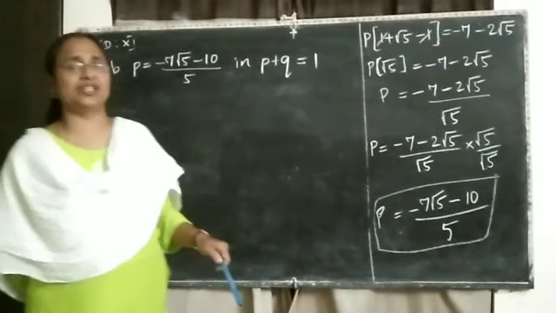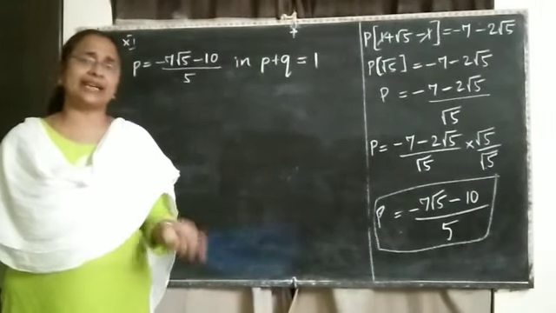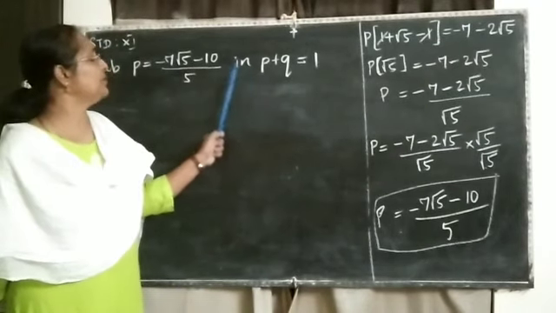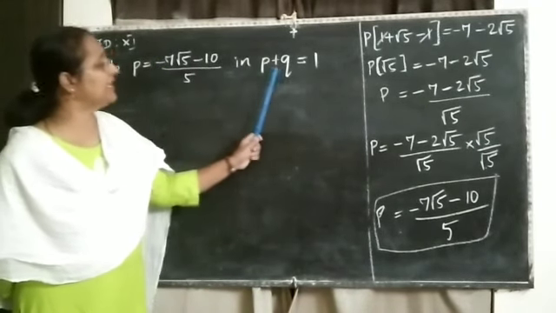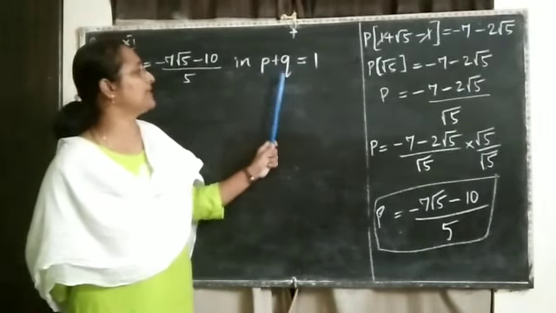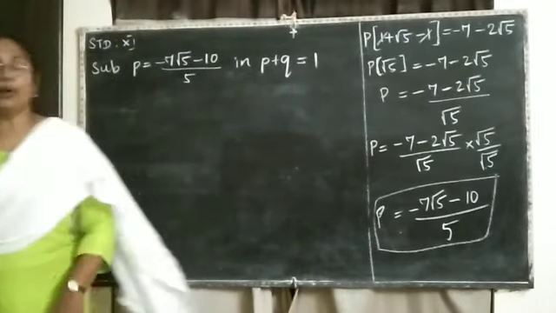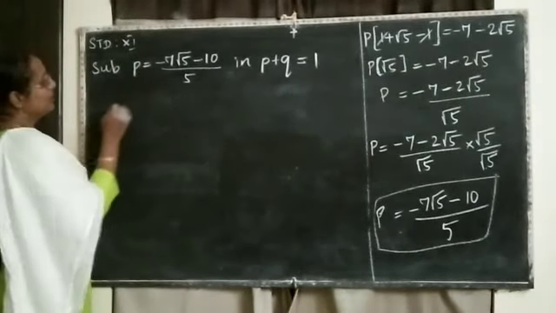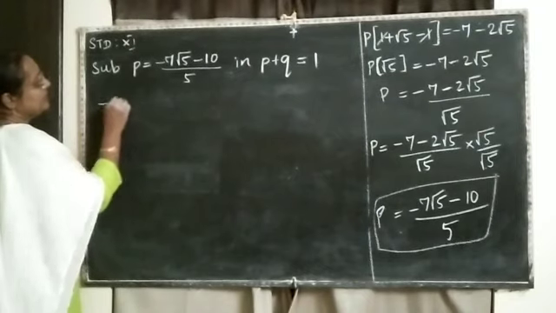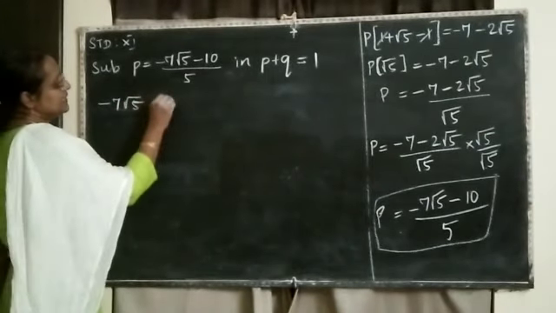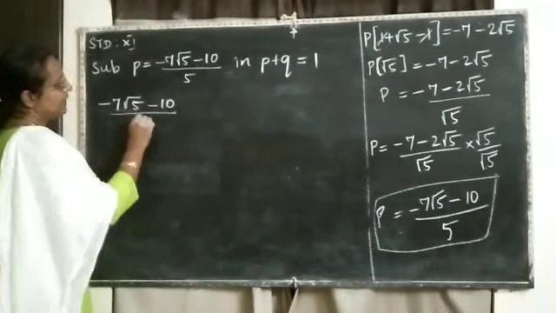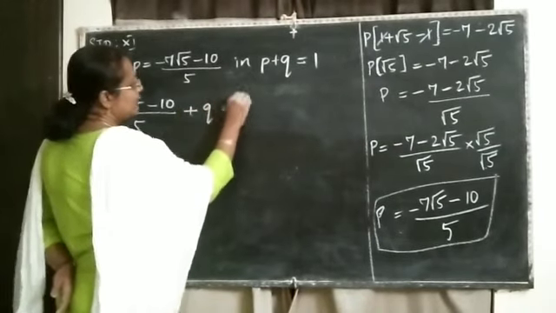the simplest equation. We have two equations, isn't it? Second and third equation. So, we are going to substitute the value of P in this simplest equation, P plus Q equal to 1. Okay. When we substitute, what will you get? Look into this: (minus 7 root 5 minus 10) divided by 5, plus Q is equal to 1.